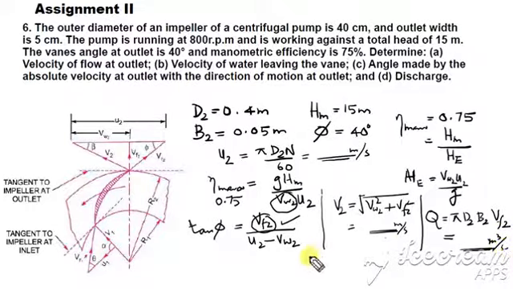And the fourth answer to the question is, what is the angle made by the absolute velocity at outlet with the direction of motion at outlet? Direction of motion at outlet means U2. So what is the angle made by V2 with the direction U2? So the angle is beta. So if you find tan beta from the outlet velocity triangle, it is VF2 divided by VW2. So easily you can find out what is beta.